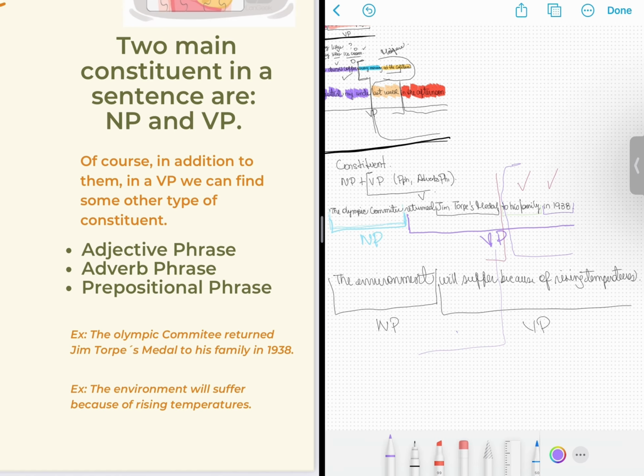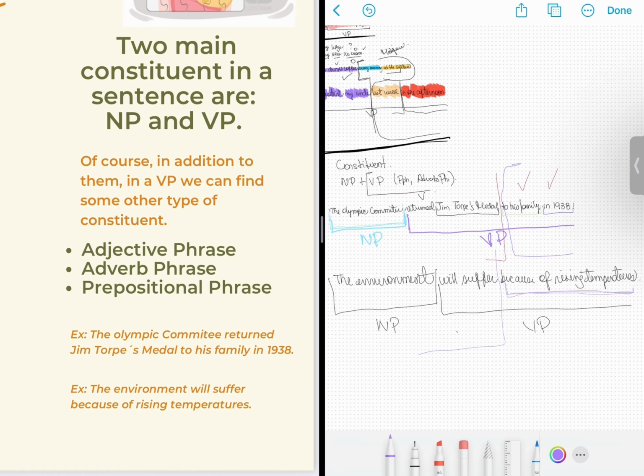So the environment will suffer is okay, but this is extra information, so if I delete this, of course it has a complete thought here. So because of rising temperatures is giving me extra information. So here, because of rising temperatures is a constituent. So if I ask you to underline, you should be able to underline it.